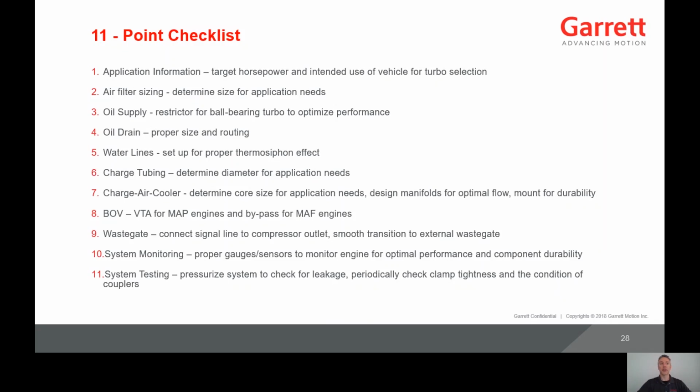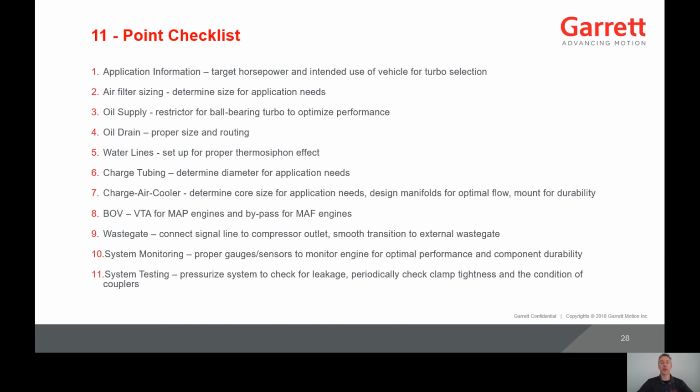The 11-point checklist is a quick reference guide when designing and optimizing your turbo system. The application information is critical and must be defined first. The target horsepower and intended use of the vehicle are used throughout the entire system design process. The air filter should be sized for your application needs. For oil supply, keep in mind a restrictor is recommended for a ball bearing turbo to optimize performance. The oil drain should have the proper size and routing.